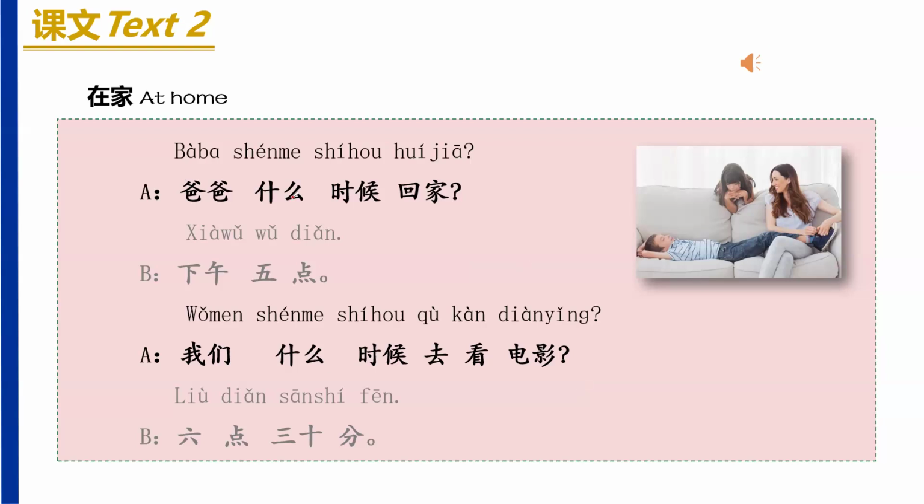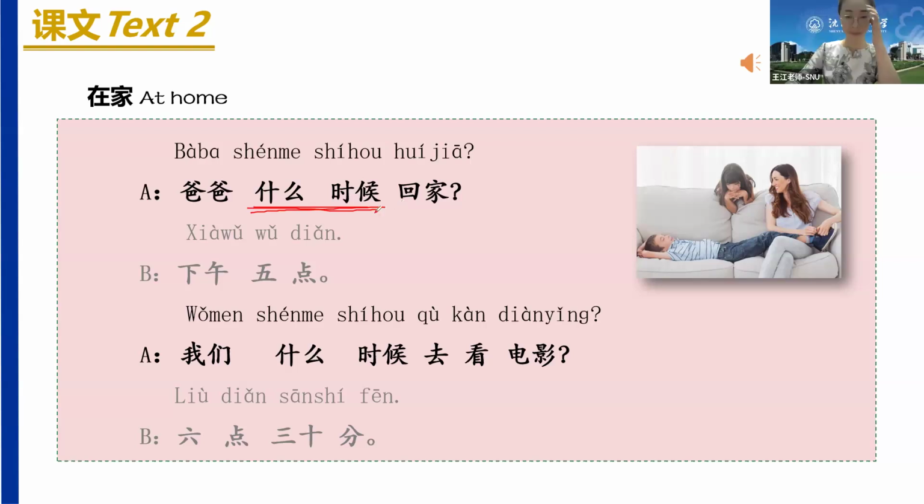爸爸什么时候回家？ What's meaning? Baba means father, and she was time. 什么时候？ When when father coming home? Yes, okay. 下午5点。 下午 means afternoon. Yes, right. 下午 means afternoon, and 5点 dian means clock. 5点 at 5 o'clock afternoon. Yes, at 5 o'clock in the afternoon.